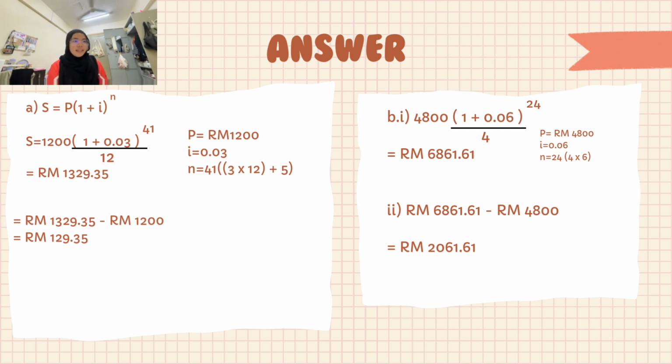1,329.35. And then the interest that has been earned, we need to minus the original principal from the future value, which is 1,329.35 minus 1,200. So the answer that we get is 129.35. That's the end for the question A. We move to the question B.